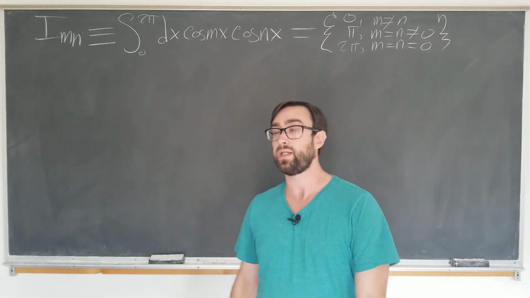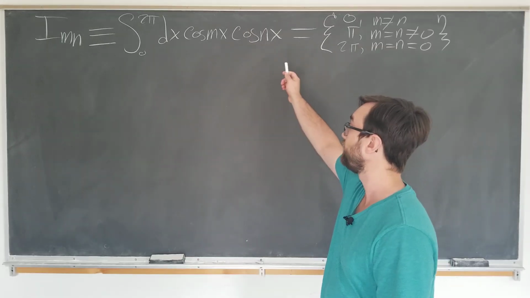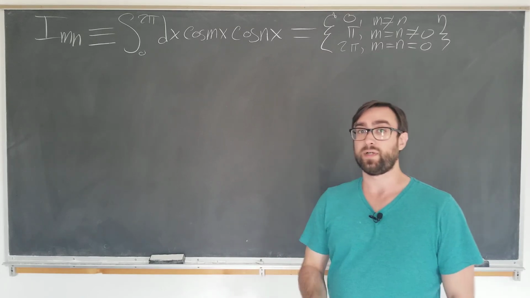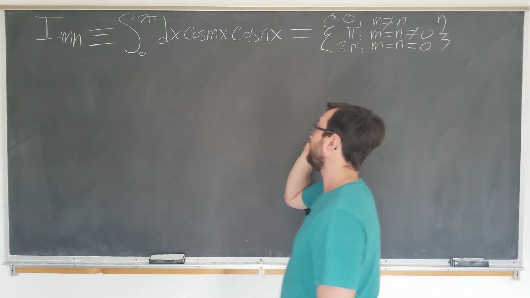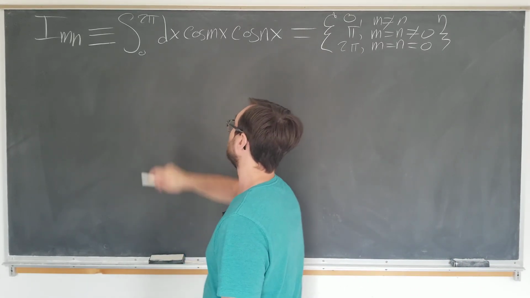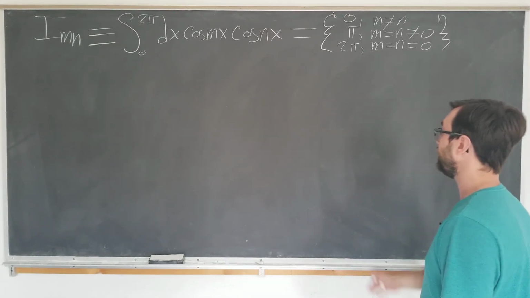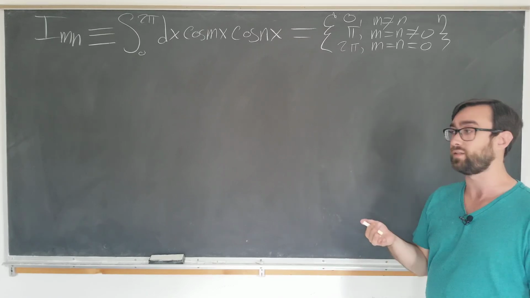Today we will be evaluating the following trigonometric integral, which I have defined as I_mn, since it depends on two integers, m and n, to be the integral as x goes from 0 to 2 pi of cosine mx times cosine nx, and we see that it actually is going to break up into three cases.